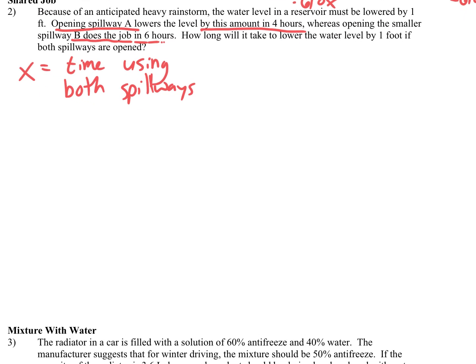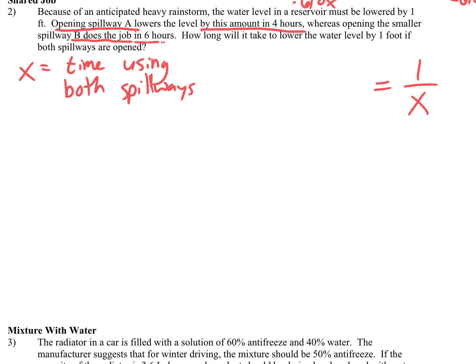We want to complete one job, right? We want to complete this whole thing by letting it go down 1 foot. And how long is it going to take if you're using both? It's going to take you x amount of hours. So using both, I'm going to call that 1 over x. How is it 1 over? It's one job we're completing in x hours.